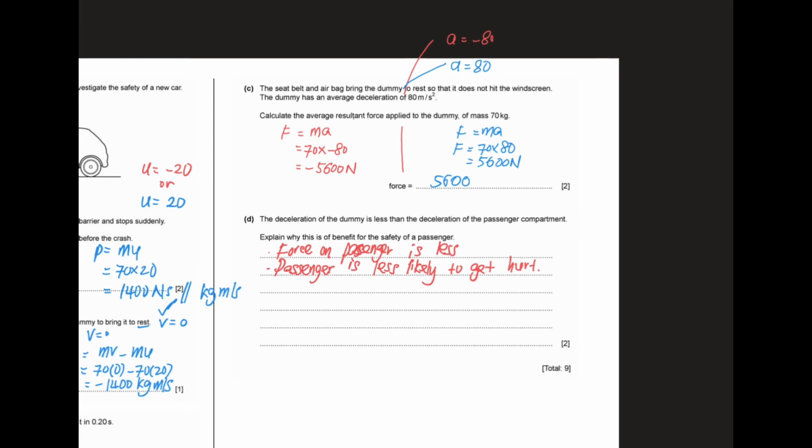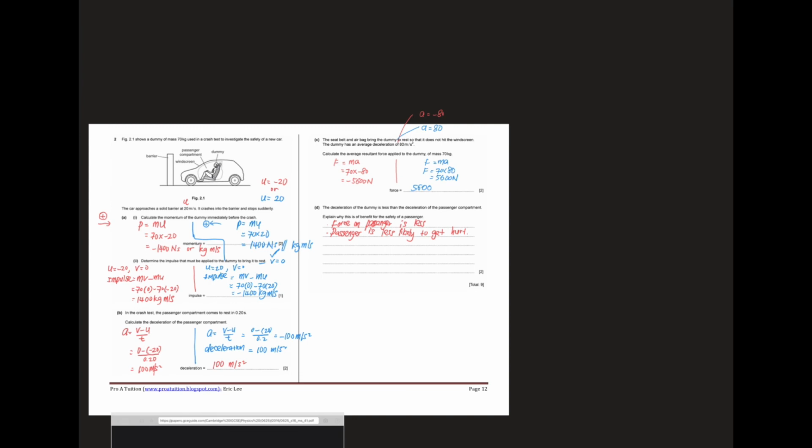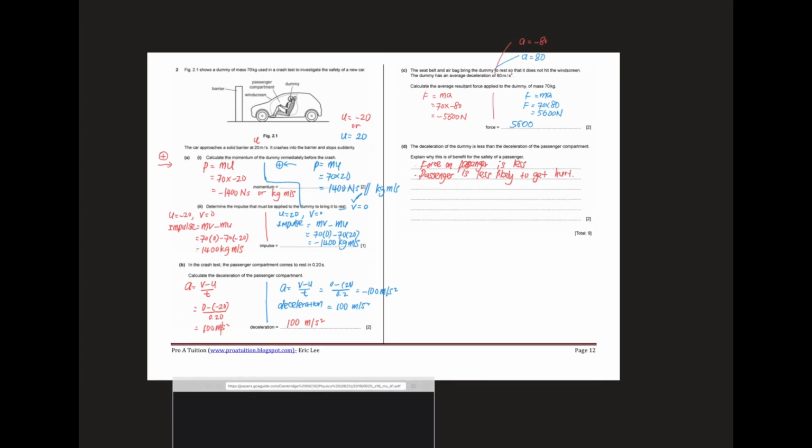Sir, can you please minimize the page so that I can take a picture? Okay, sure.